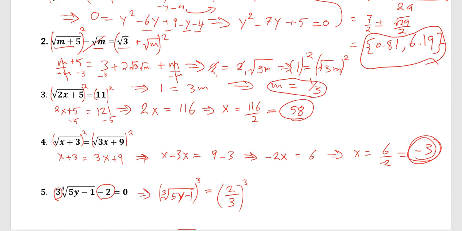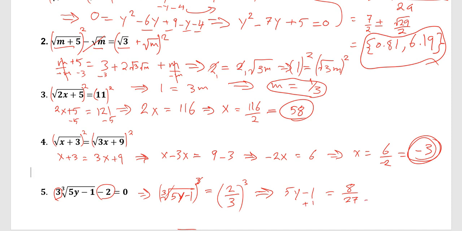Raise both sides to the power 3. Remember, you have to raise the expression to the same power as the index of your root. In this case, it's a cubic root, not a square root, so we have to raise both sides to the third power. So again, cubic root and third power, both of these cancel out. So we'll have 5y minus 1 equals 2 cubed, which is 8, divided by 3 cubed, which is 27.